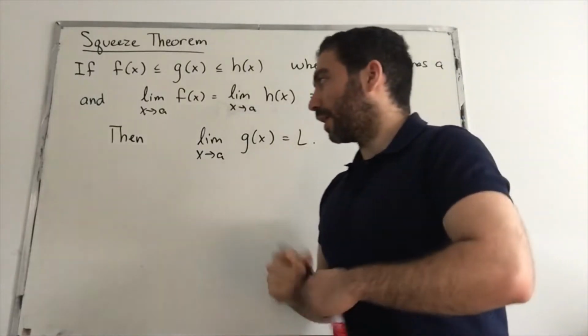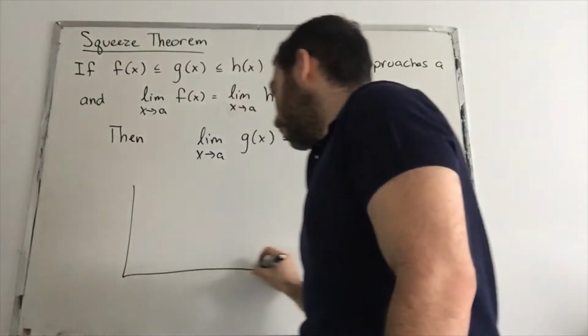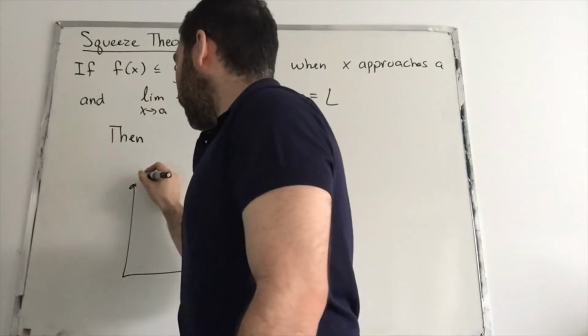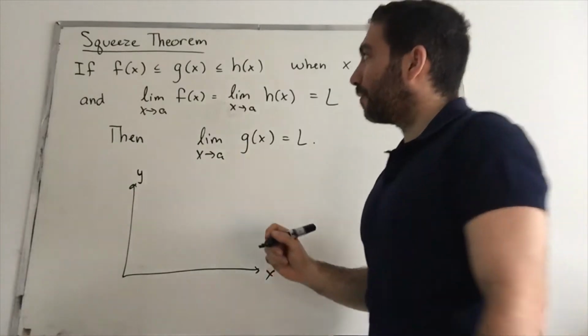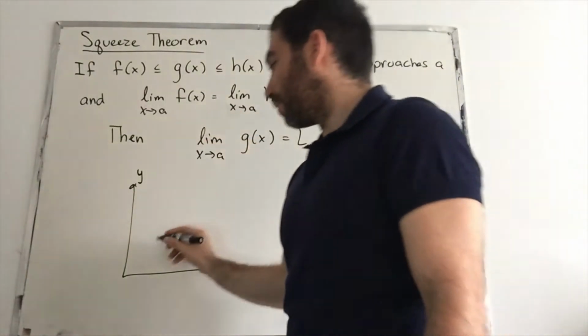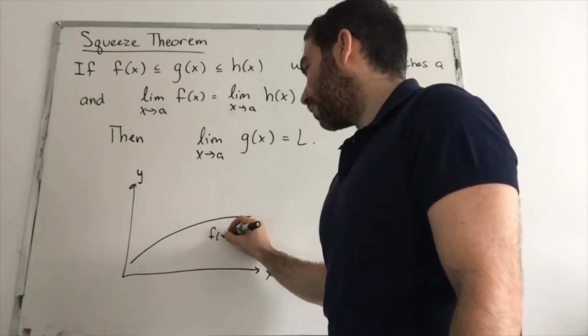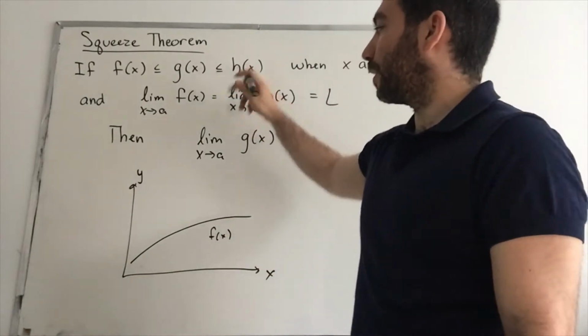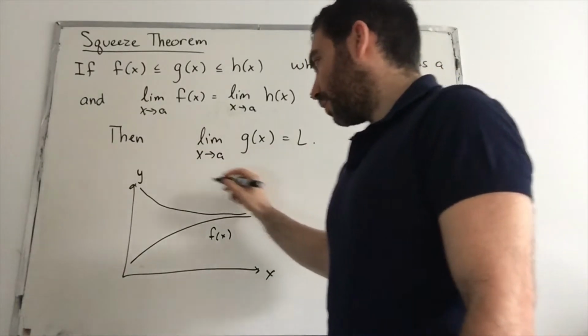So let's draw a sketch just to have an idea of what's going on. So essentially, we have x and y. We have some function, f is the smaller one, so let's call f something like this. This is f. And then we have h of x, which is larger, so something like this. This is our h of x.